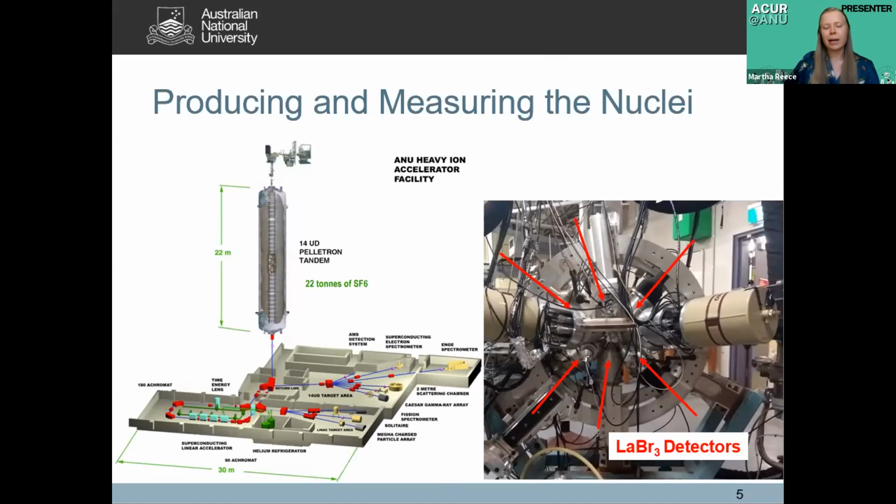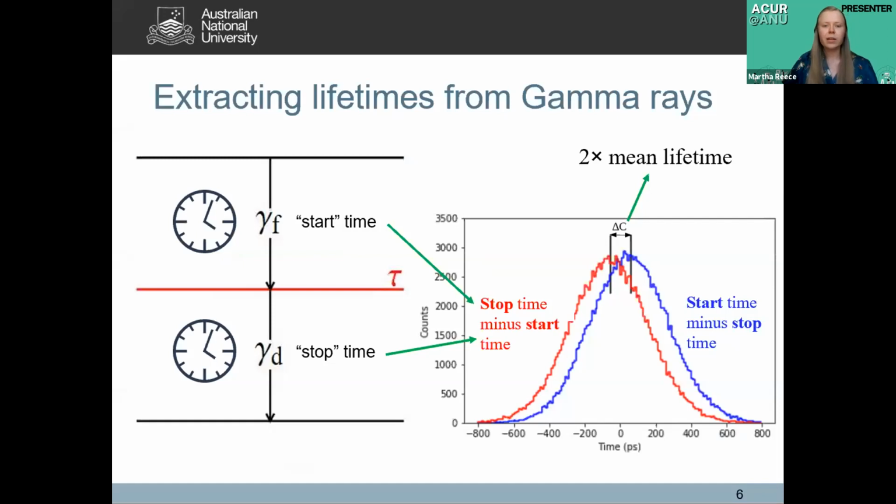So we have all this information about the gamma rays. How do we actually get lifetimes out of that? So if we have a level scheme like this one on the left, we might have a state up here, which decays by releasing this gamma ray into this red state in the middle, and that decays again, releasing another gamma ray to the level down the bottom. So if we measure the time that we see that first gamma ray, which we'll call the start time, and then we measure the time that we see the second gamma ray, which we'll call the stop time, then the difference between those times can tell us about how long the nucleus was in that state in the middle.